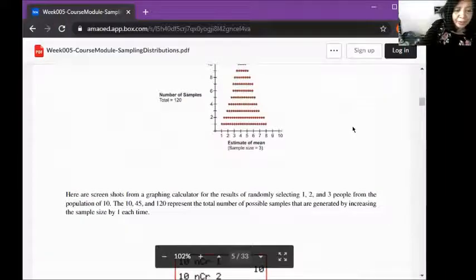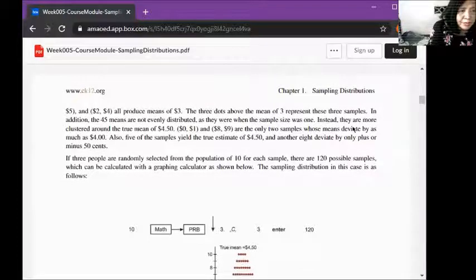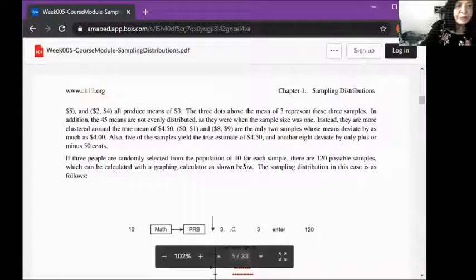So as you increase the number of samples, looking at the sampling distributions, the 45 means are not evenly distributed as they were when the sample size was 1. Instead, they have clustered around the true mean of $4.50.